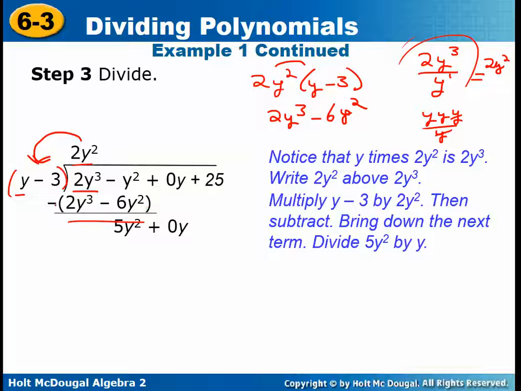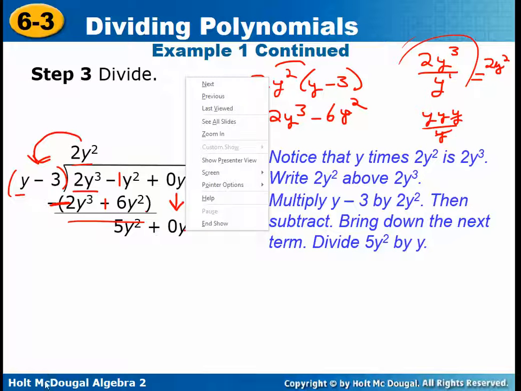Now we need to subtract that. When you subtract a binomial, it changes the sign of both terms. So we really have negative 2y cubed plus 6y squared, and then we combine our like terms. So then I have negative 1y squared plus 6y squared is 5y squared. 2y cubed minus 2y cubed is 0, so I don't have to write that. And then you bring down your next term, which is your y term.